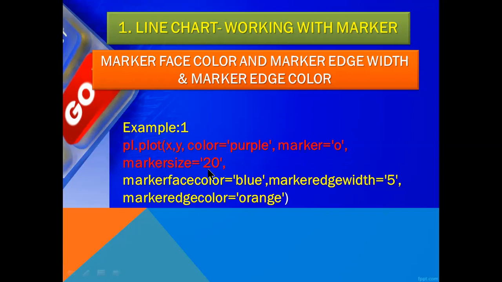Marker size 20 is a very big size. You can show the marker size in the line, and it will show a circle with marker size 20. You can also mention the marker face color, that is blue. Marker edge width is 5. Any size, any color you can assign. Marker edge color is orange. These types of color codes you can give. You can create a pie plot.